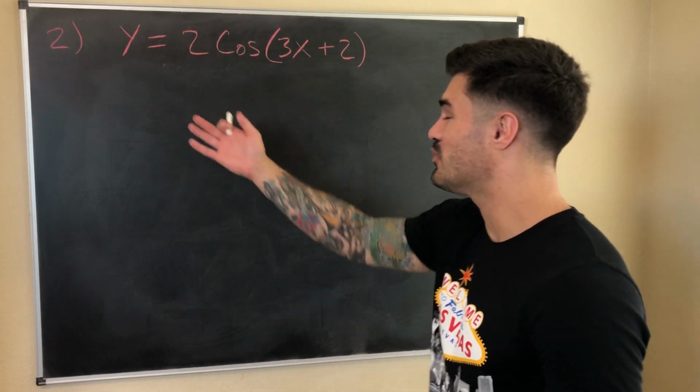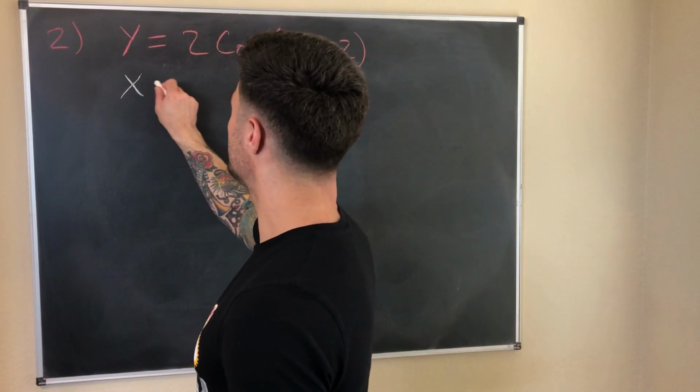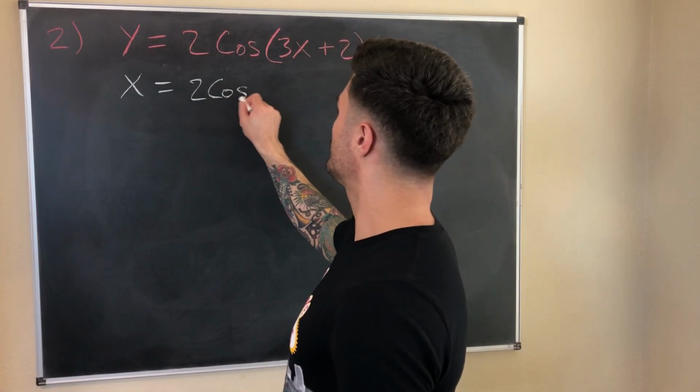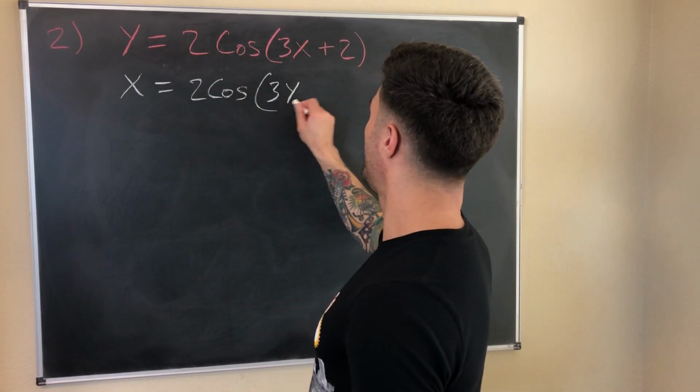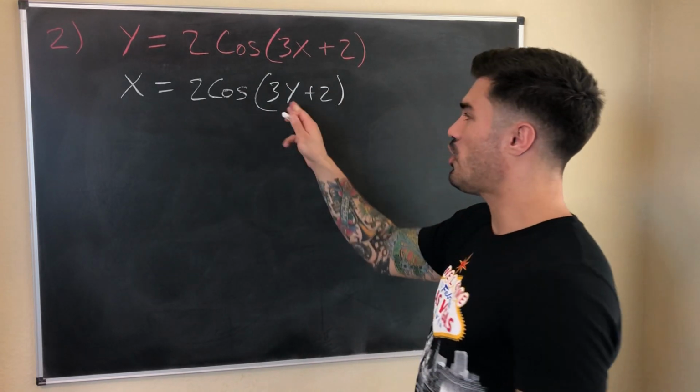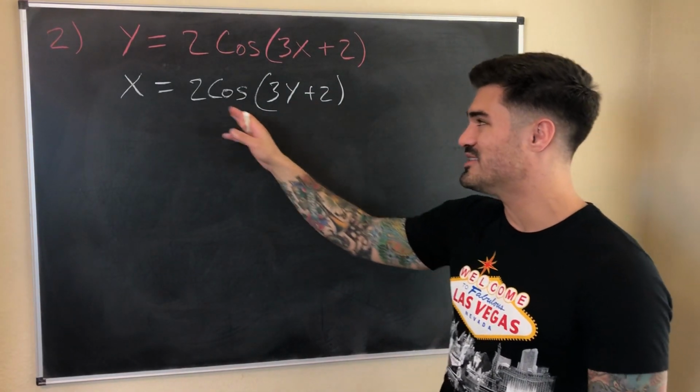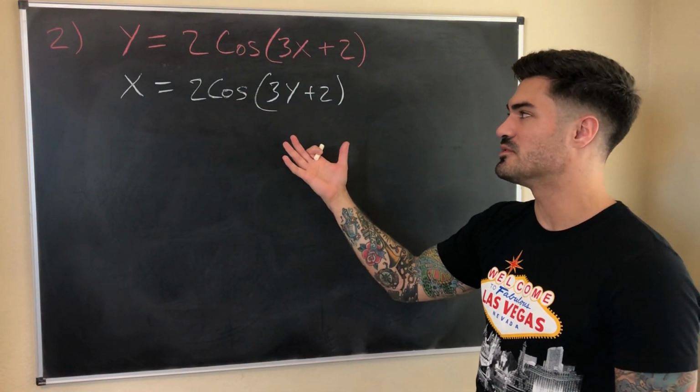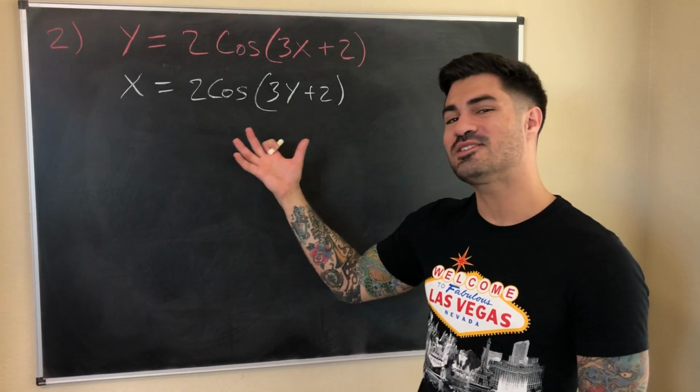So I'm going to switch the x and the y, so I can write this as x equals 2 cosine of 3y plus 2. And now I have to solve for that y. The problem is that y is inside this cosine function. So what I need to do is isolate that cosine.